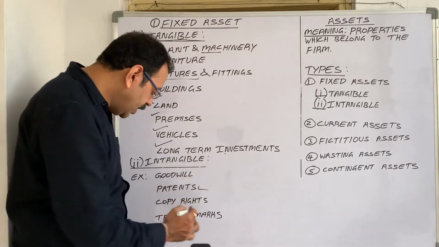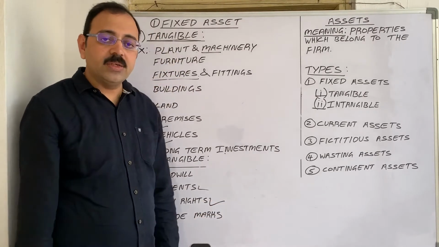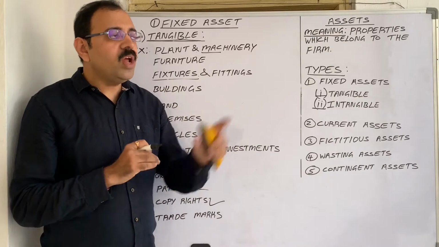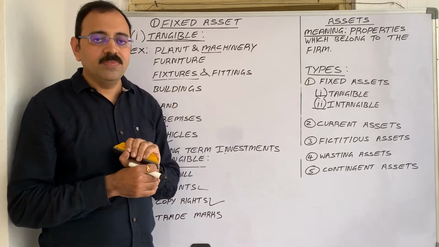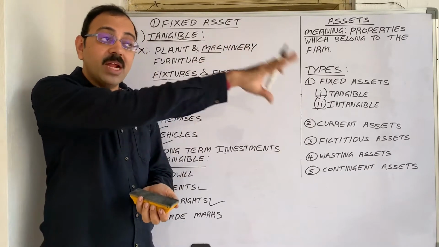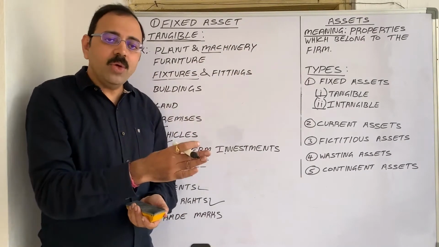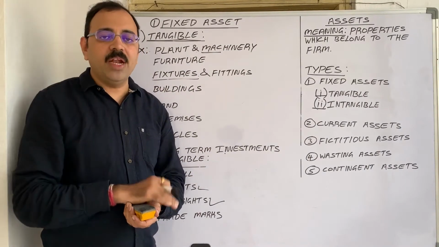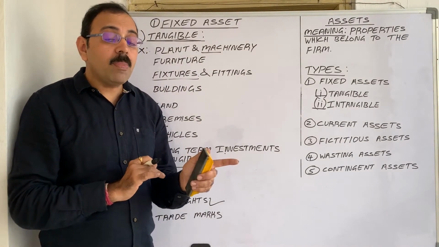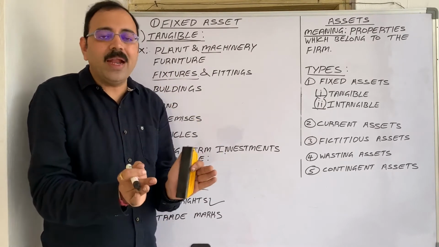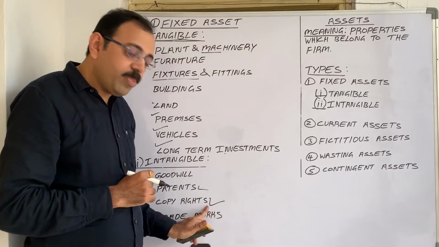Now the next asset is copyrights. For example, we are the publishers of books and one author wrote one book. We want to purchase the publishing rights from that particular author. Then what we do? We register that publishing rights with the government. So others should not publish this content. We are only having the right to publish that matter. This right is called copyright.